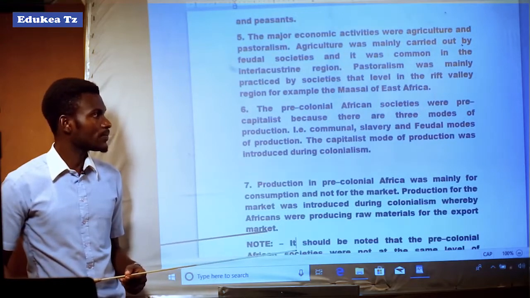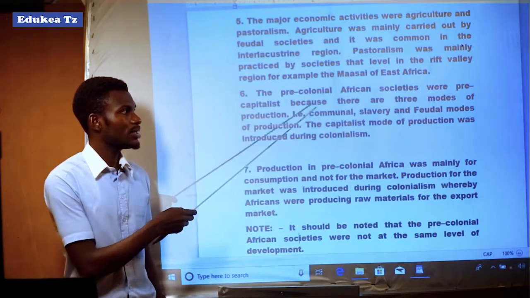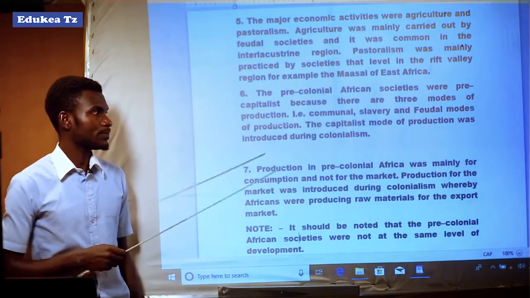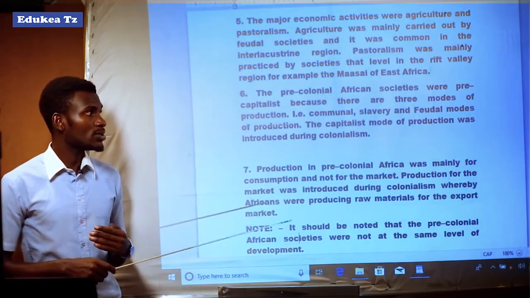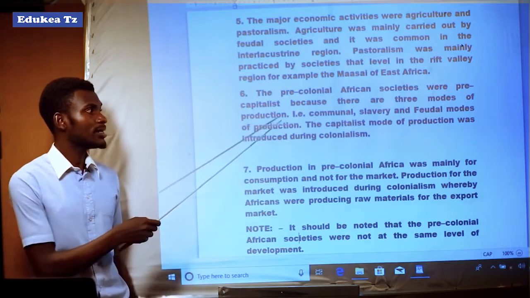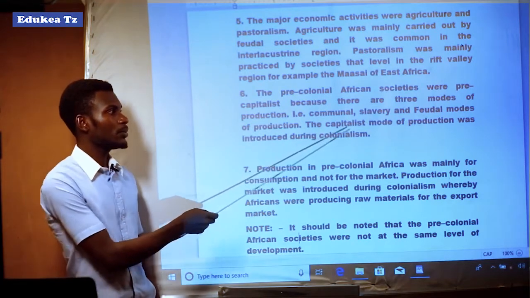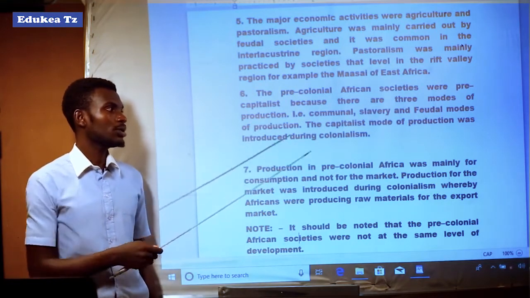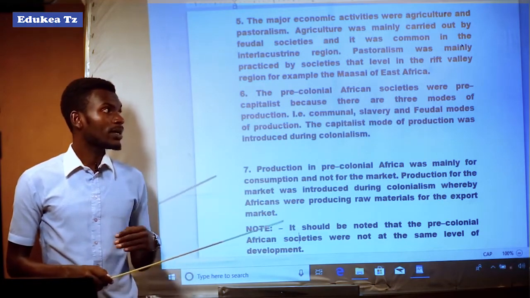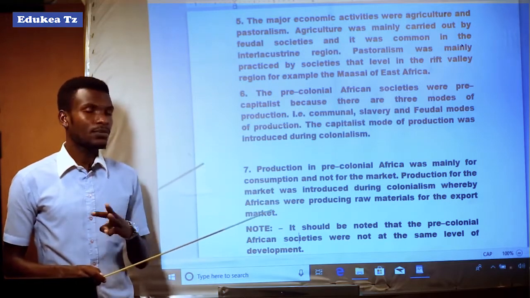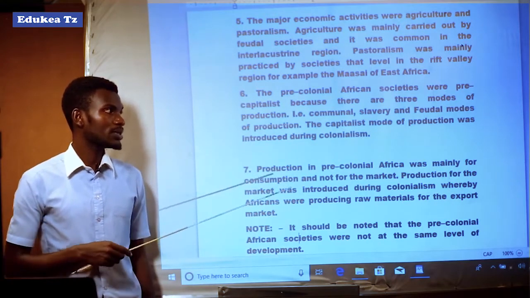Another feature was that pre-colonial African societies were pre-capitalist, because there were three modes of production, that is communal, slavery, and feudal. The capitalist mode of production was introduced during colonialism. It means that these three modes of production preceded the capitalist mode of production.